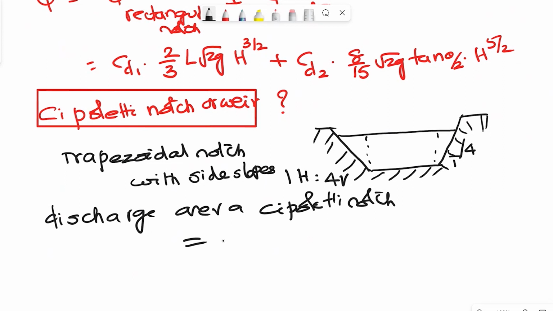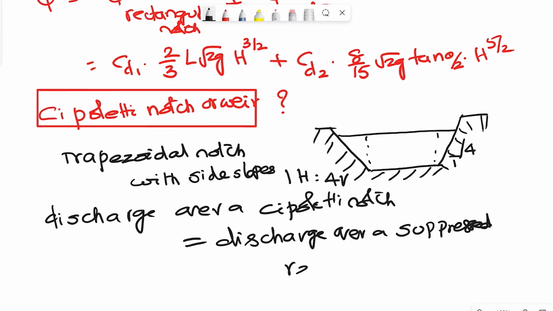is equal to the discharge over a suppressed rectangular notch. Please remember, this is one of the points.